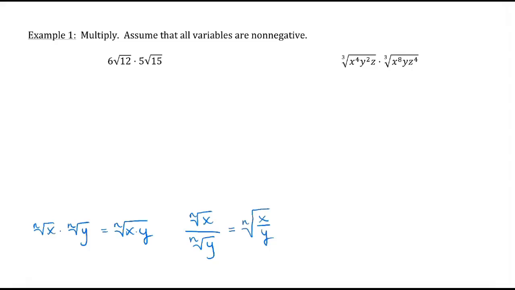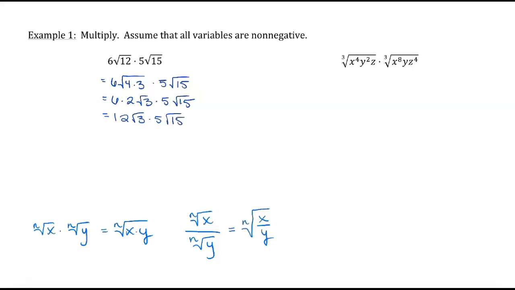Let's take a look at 6 root 12 times 5 root 15. We'll begin by simplifying each of these radicals. 12 is divisible by 4, which is a perfect square. So we'll write this as 6 times the square root of 4 times 3. 15 is not divisible by any perfect square, so we will simply leave it as root 15. The square root of 4 is 2, so this becomes 6 times 2 times root 3. And with 6 times 2 equaling 12, we have 12 root 3 times 5 root 15.